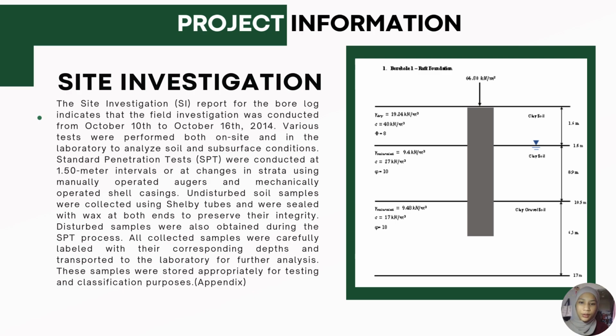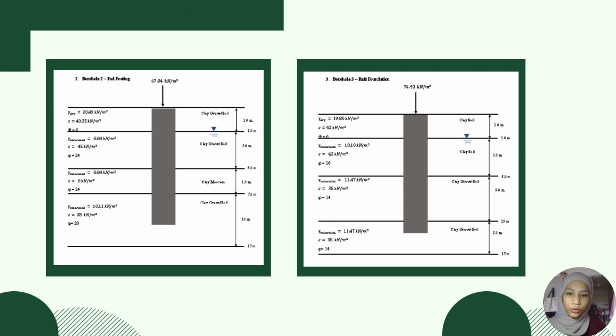Based on our soil profiling calculation, for borehole one, it is suitable to use raft foundation, which has topsoil, clay soil, and clay gravel soil. Next, for borehole 2, it is bed footing, which has topsoil, clay gravel soil, clay murram, and clay gravel soil. And the last one is also raft footing, which has topsoil, clay gravel soil, and clay gravel soil.